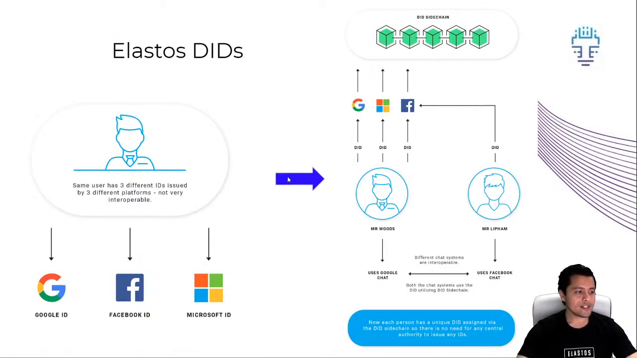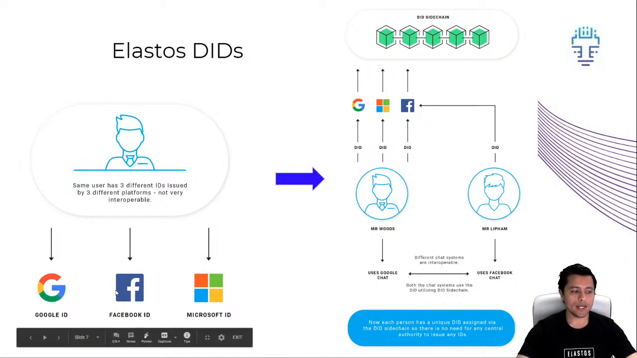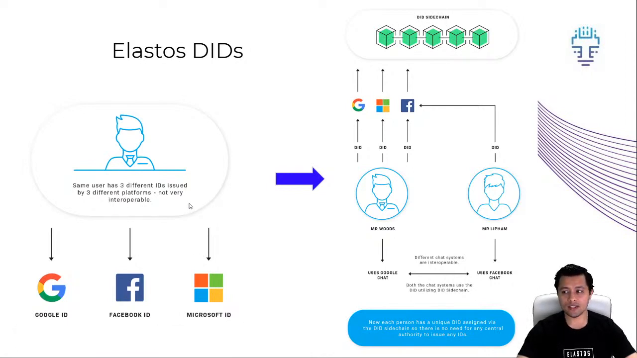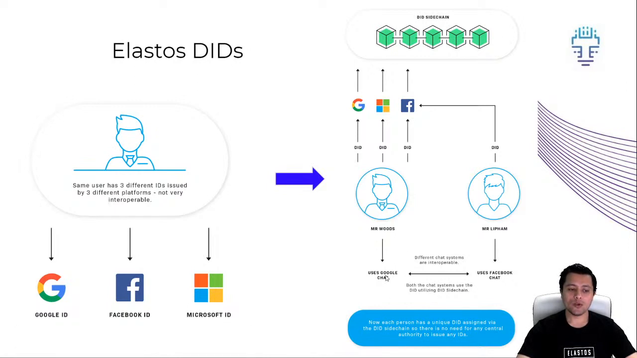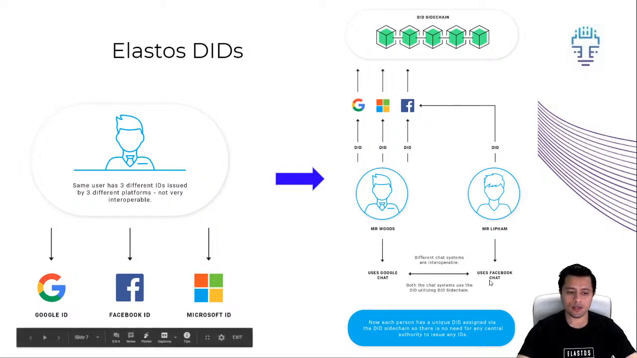All right, this is just a visual representation of what I talked about with DIDs. In the traditional world, there is a Google ID, Facebook ID, Microsoft ID, and you have to keep track of these different IDs individually for different platforms, and it's just a mess, right? Where we're going is a new paradigm, where I have one unique DID or multiple, it's up to me, and then I can use Google Chat, I can use Facebook Chat, and we can use the chat system.